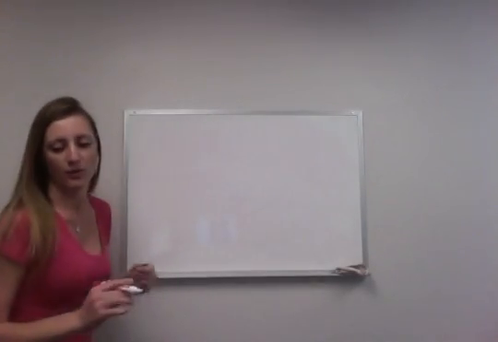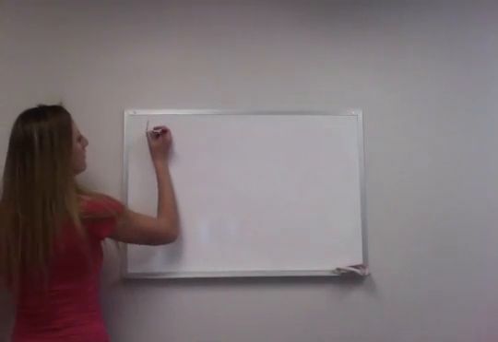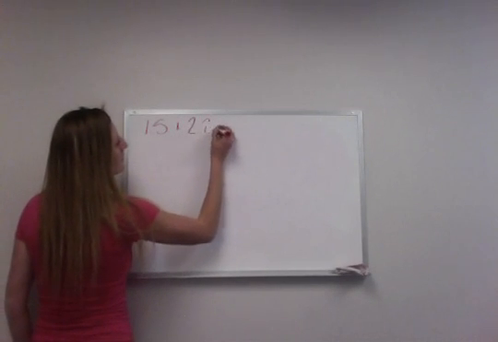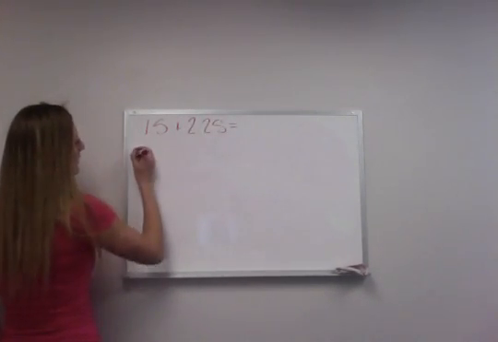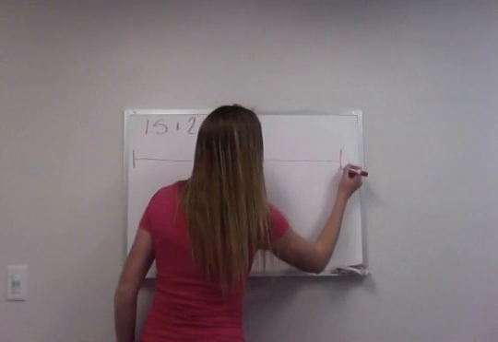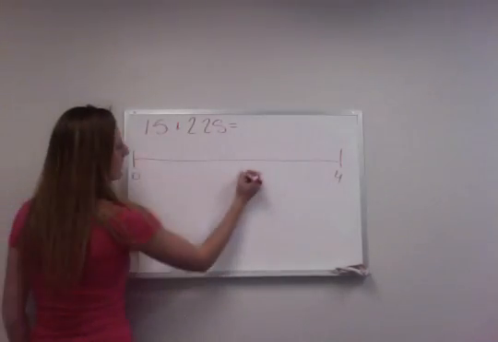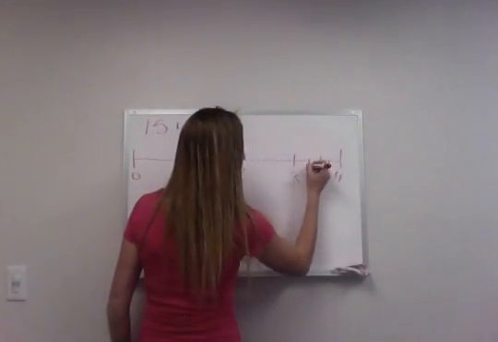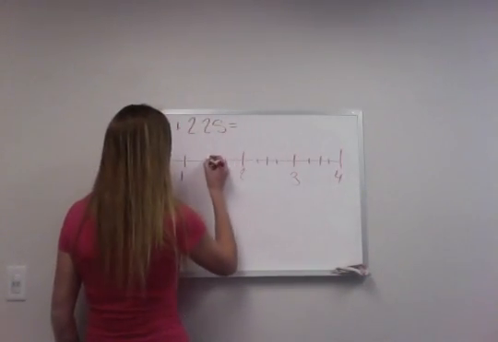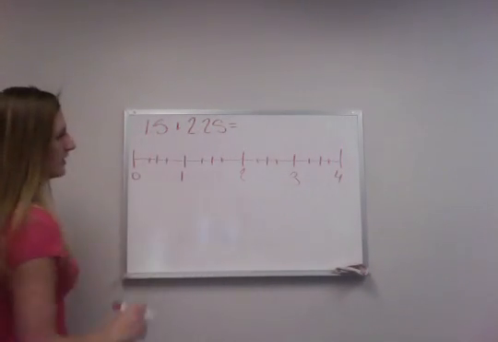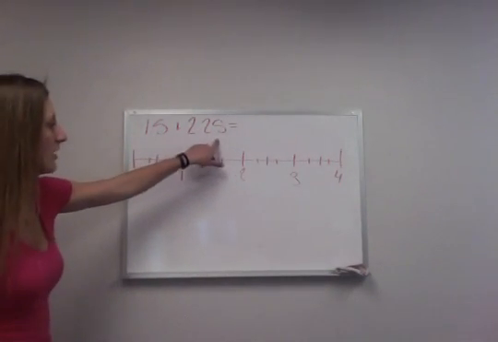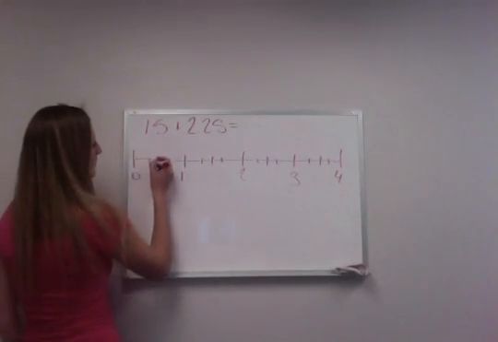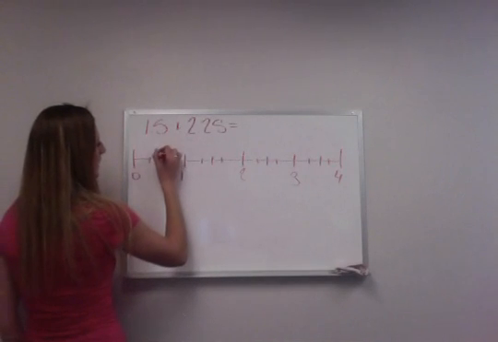Now, another thing that we could do is the idea of a number line. With a number line, we can use 1.5 plus, let's use 2.25. And I'll do the number line from 0, go halfway, this is 1, 2, 3, 4, and then I did quarters in between. So we're going to start with the numbers behind the decimal point because they're a smaller value. So we're going to start at 0.5 and add 0.25.